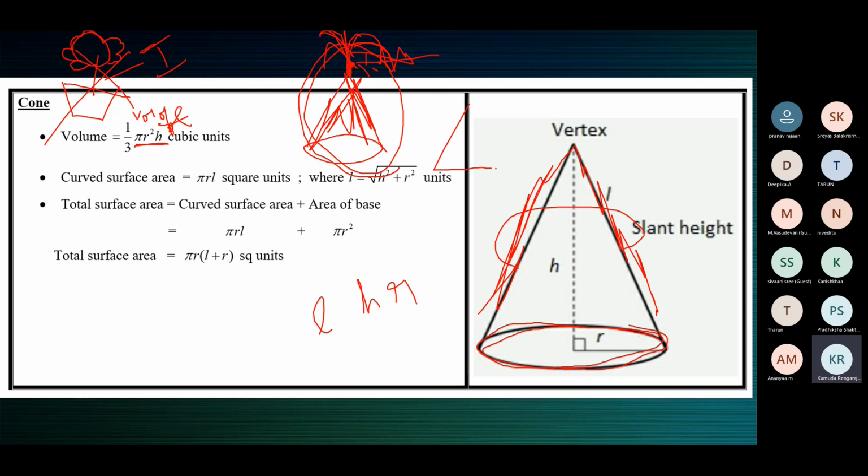Supposing you'll have to paint it all over. You'll have to paint the curved surface area, the curved portion here, and the circle at the bottom also should be painted, because it's completely packed. So a solid cone has two areas: the curved surface area and the area of one circle, which is pi r square.